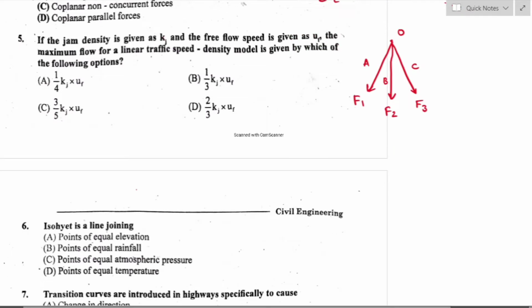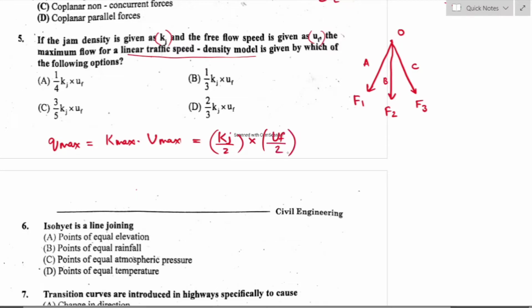Question number 5. If the jam density is given as Kj and the free flow speed is given as UF, the maximum flow for linear traffic speed density model is given by which of the following options? As per Greenshield model theory, the maximum flow is given by maximum density and maximum velocity, where maximum density is given by half of jam density and maximum velocity will be half of the free flow speed. So the maximum flow will be 1 by 4 times of jam density and free flow speed of the vehicle. Option A is the right answer, 1 by 4 of Kj into UF.